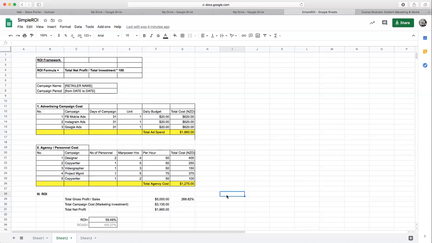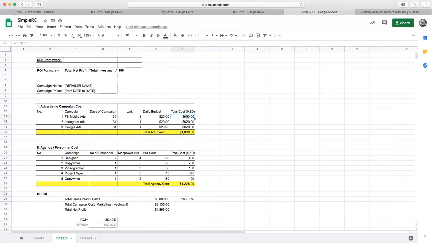So I'm going to say I have a total net profit of $1,865, and I'm going to divide that by my total investment, which was $3,135, and then I'm going to multiply that by 100 to give me my ROI percentage. You can see it becomes 59.49. You can see 59.49 down there. That is the easiest way to calculate ROI, is using a calculator very similar to what I have here. It is all just sums.